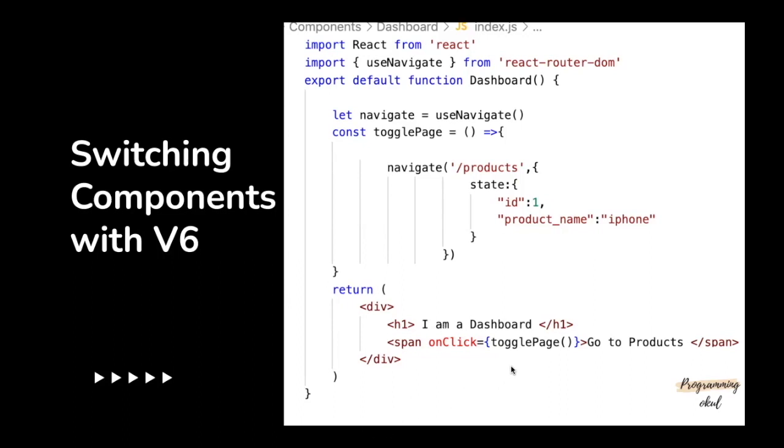Now you can see here that I have imported the navigate hook, and you can see that in the navigate method, the first argument I'm passing is the route, and the second argument that I'm passing is a state object, which is going to take some properties that I want to pass from this component to another component. So in order to do this, let us now go back to our code editor and create a products component so that we can navigate from the dashboard to the products component.